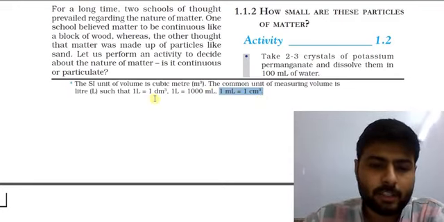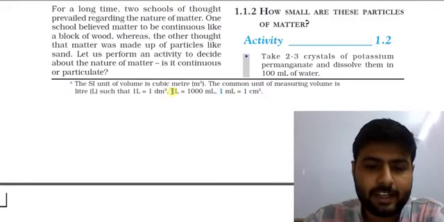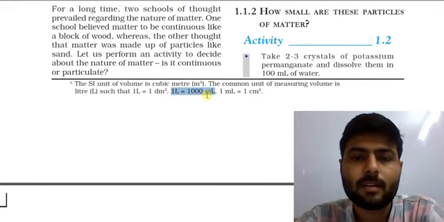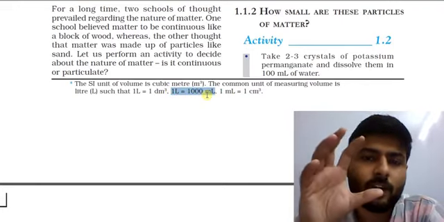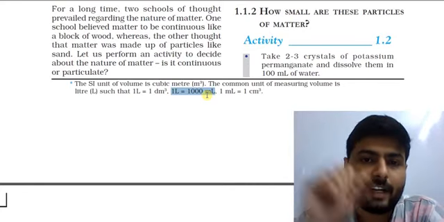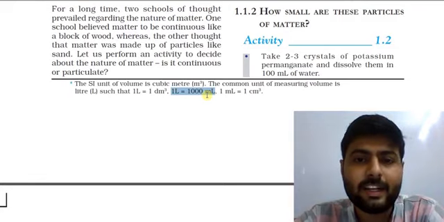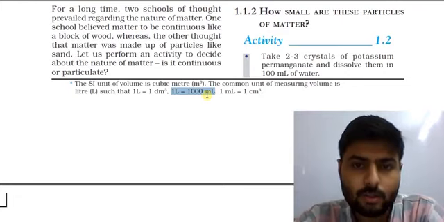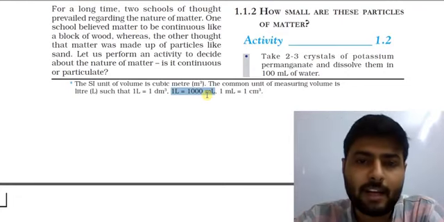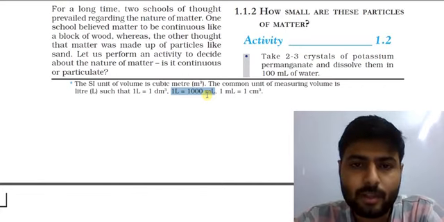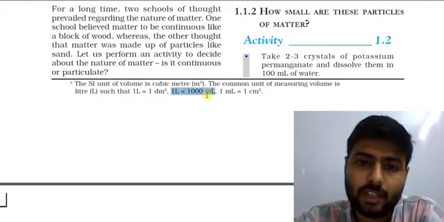We are much familiar with this unit: 1 liter is equal to 1000 milliliter. We know that the milk pouch of 500 ml is called half liter. So half liter is 500 ml, and 1 liter will be 1000 ml. So you can remember 1 liter is equal to 1000 ml.